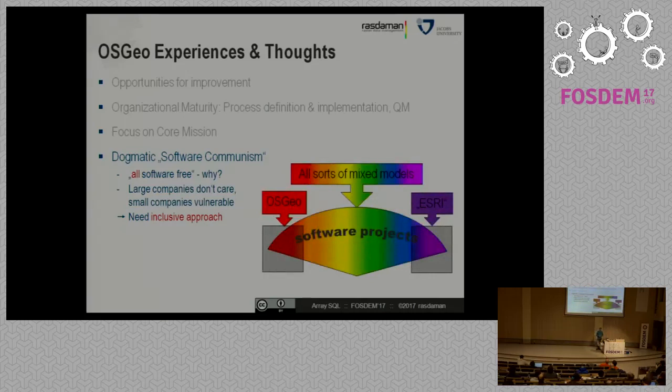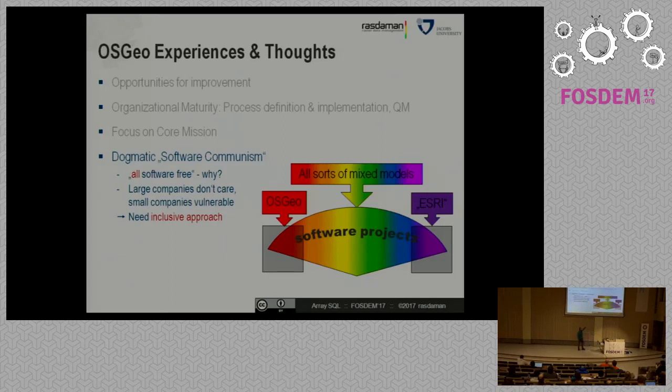The next thing is, and this is my most serious thing, which worries me most, I want to provoke you. I call it software communism. So they say all software should be free. Well, I'm very much in favor of free software. We are doing that ourselves with considerable effort. Why should all software be free?